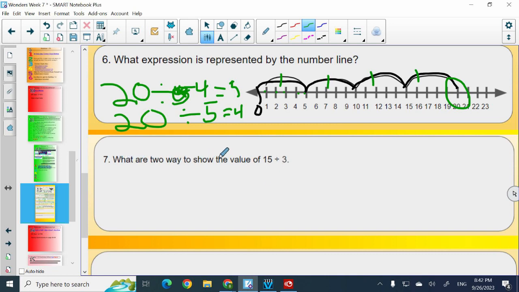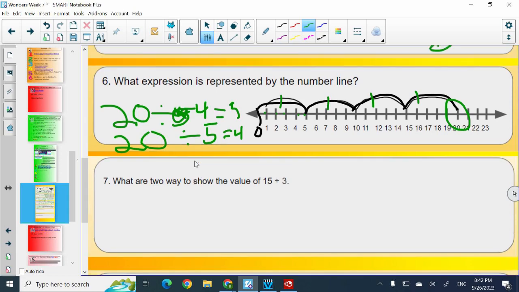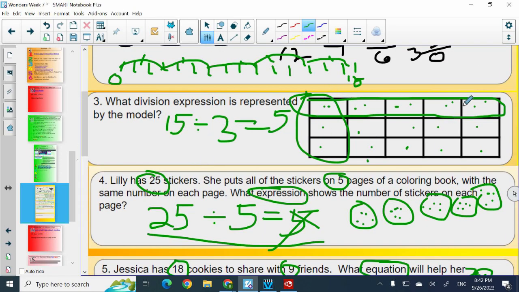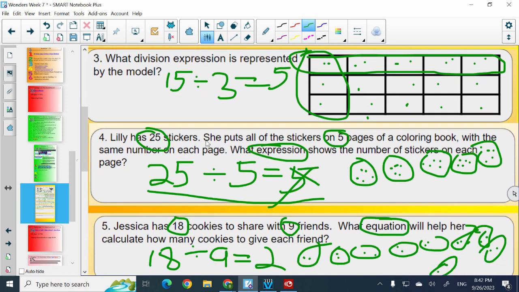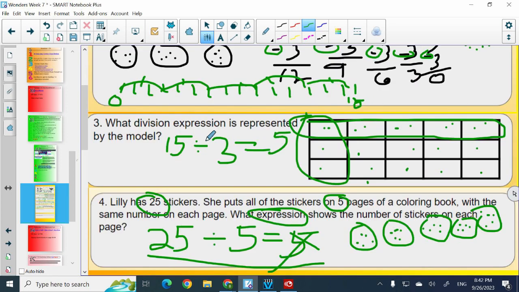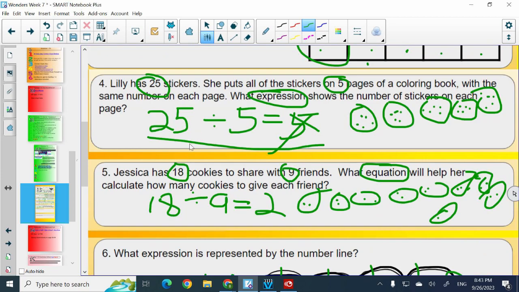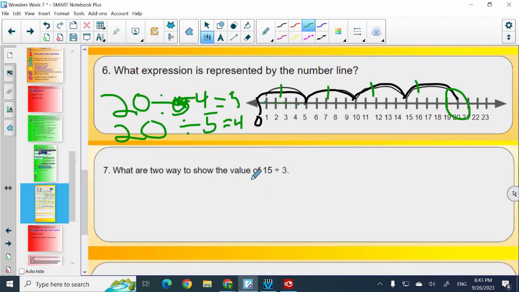What are 2 ways to show the value of 15 divided by 3? Well, we got a bunch of different ways that we could have done that. Look, here's an array. Okay, we could have done repeated subtraction. We could have done models. So we've kind of already done that one, so that's kind of a bad question for this simply because we've done it. But this time you only need 2 ways. So remember, on a test, that means you're going to click on 2 answers.